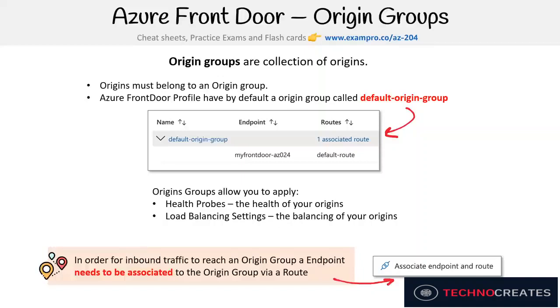And in order for inbound traffic to reach an origin group, an endpoint needs to be associated to the origin group via a route. So there's a button in the interface here, which is associate endpoint to a route. It's that simple. But we will explore health probes and load balancing settings a little bit more. Just understand that they belong to the origin group, and those aren't just separate features that are floating around in the Azure Front Door UI or GUI there, okay?